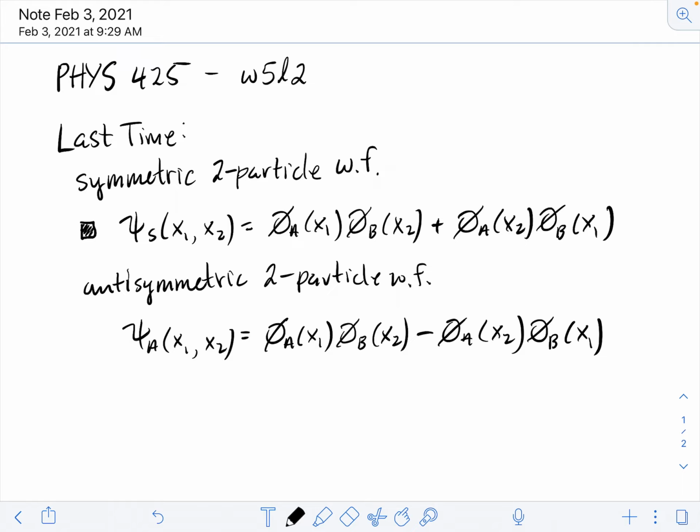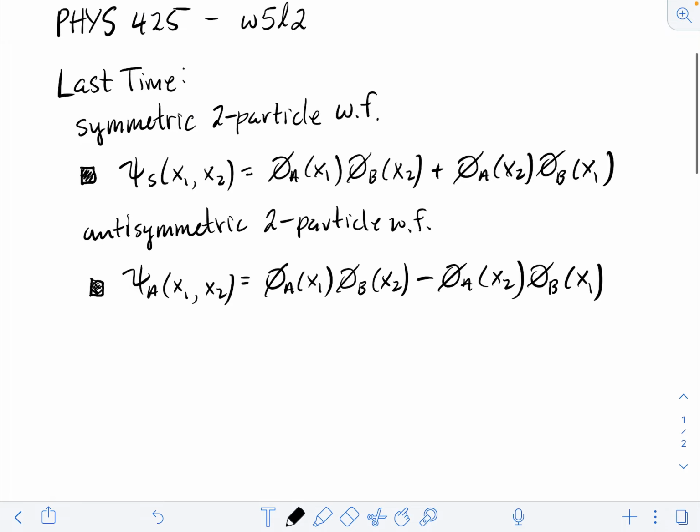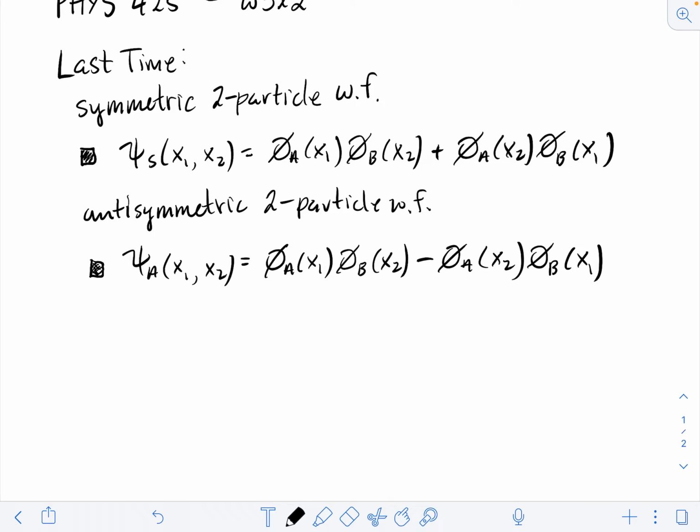That was the symmetric wave function, because when we apply the particle exchange operator, we get the exact same wave function back. The anti-symmetric was similar. The only difference is the sign. So instead of adding the two parts, there's a difference. And so when we apply the exchange operator in this case, we get the same wave function back, but with a negative sign.